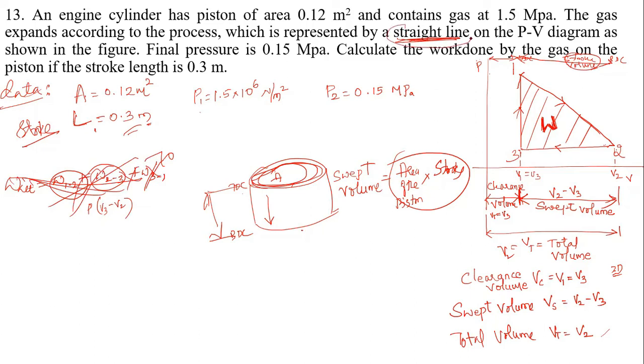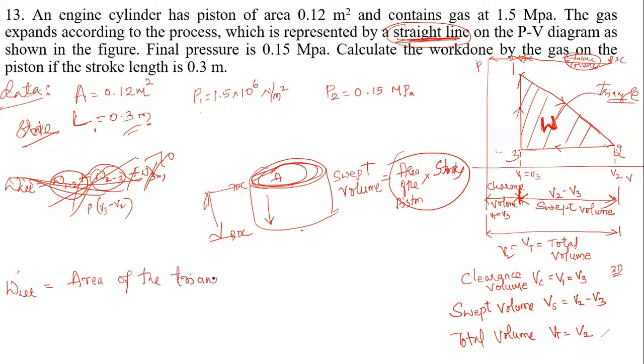That hint is this straight line. What is that straight line? See, it looks like a triangle. Now, what is work in a PV diagram? In a PV diagram, work is the area below the curve. Now, this is the area of the triangle. Therefore, net work done is calculated as the area of that particular triangle.